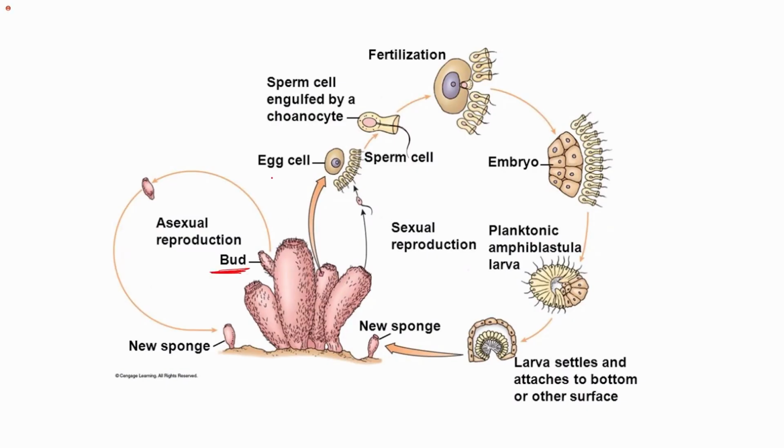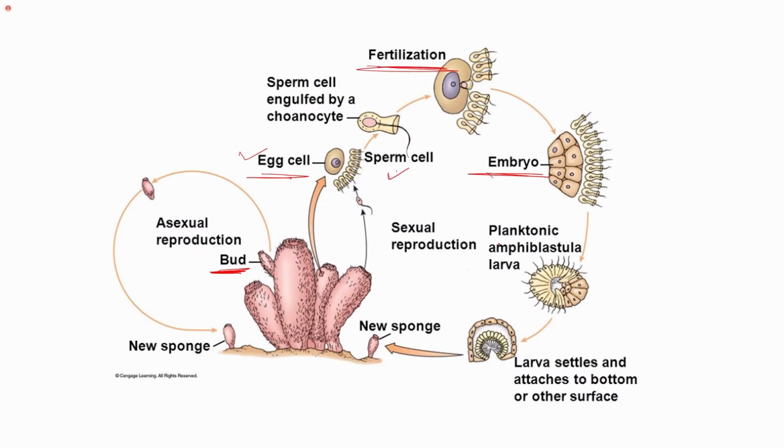Here, the egg cells are being formed, and these sperm cells are engulfed by the choanocytes. Here we have shown the sexual reproduction, where the fertilization between the egg cells, that is the ovum, and the sperm takes place. This fertilization leads to the formation of embryo.